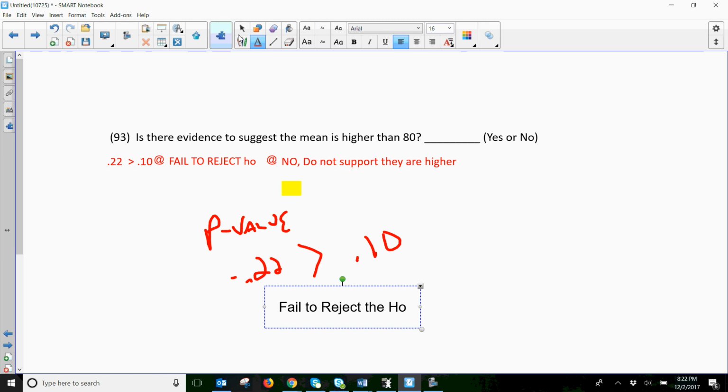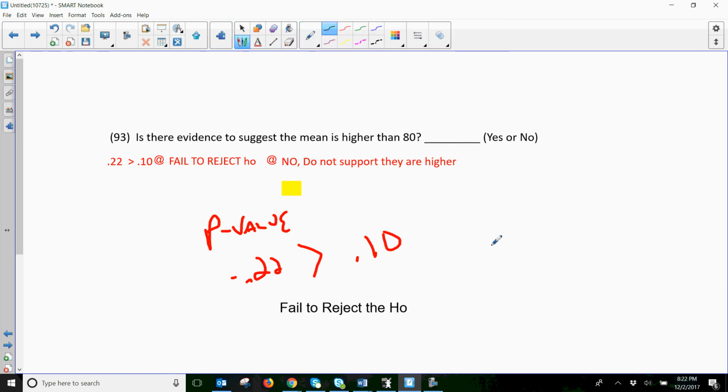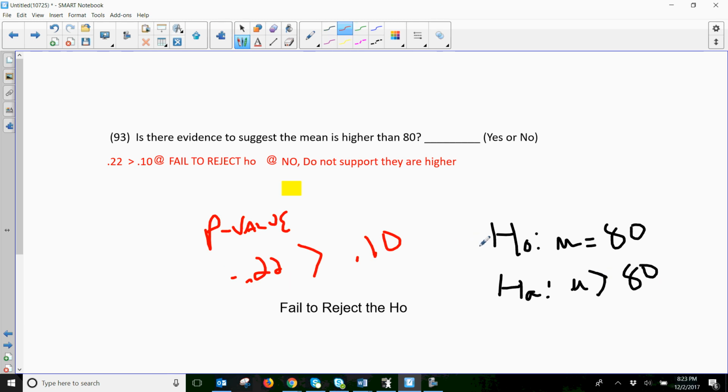So again, thinking in terms of the claim, remember we had the null hypothesis that mu was equal to 80, and the alternate hypothesis that mu was greater than 80. So when we fail to reject the null hypothesis, that means we're kind of saying there's evidence to support that it's true. Therefore, we would not support the claim that it was greater than 80 at a level of 0.10.